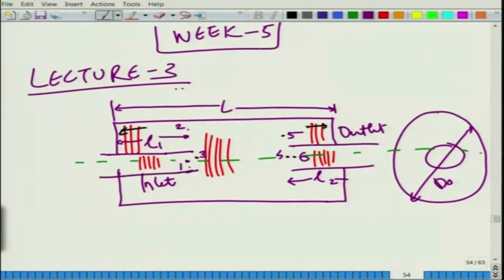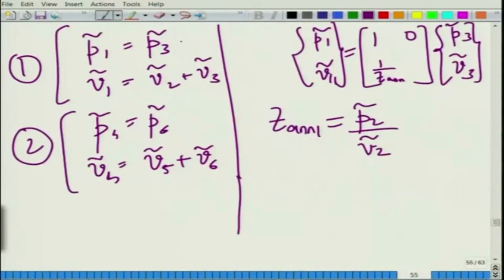So, this is what we are going to get. We are going to get this overall system. Now, what are the relations that occur between points 1, 3, 2, 4, 5, 6? What exactly goes on? Basically, the pressure at 1 is equal to the pressure at 3 and is equal to the pressure at 2. This I should have written here at point 2.